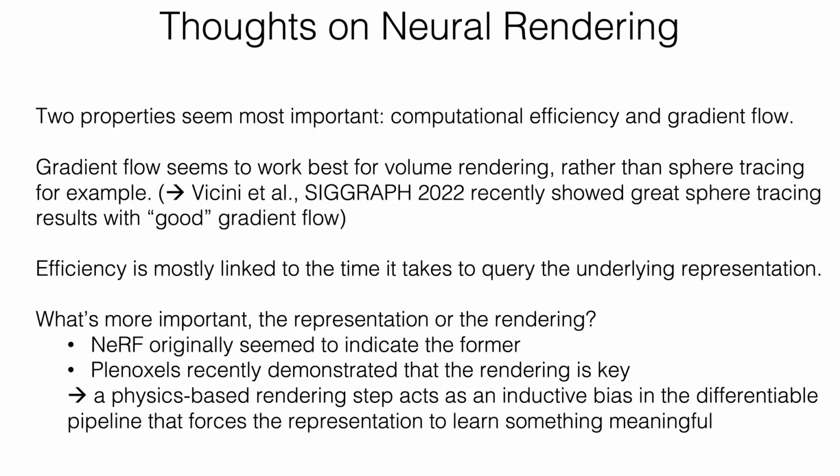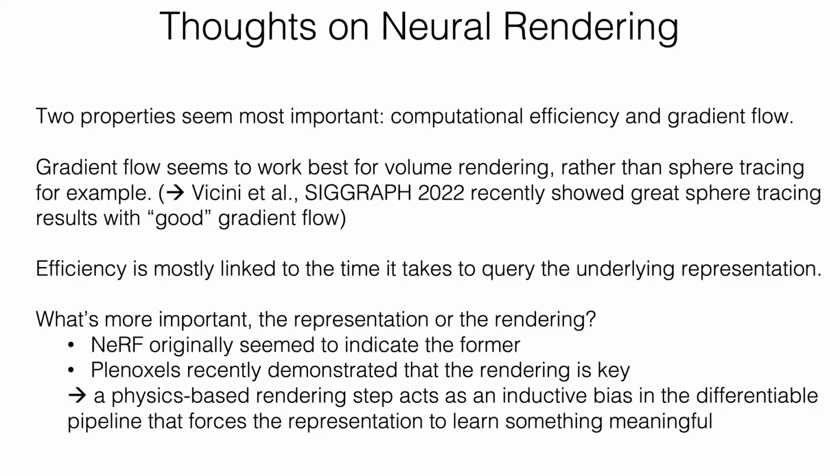So a couple of thoughts on neural rendering. The two properties that seem to be most important here are computational efficiency, because you want it to work fast, obviously, and then also the gradient flow. Gradient flow is very, very important. And this works actually really well for volume rendering, because you're sampling this volume everywhere in space all the time. So the gradients actually flow back into all these different samples.